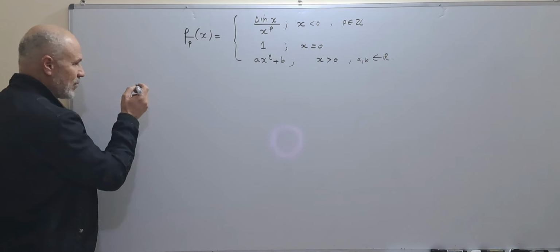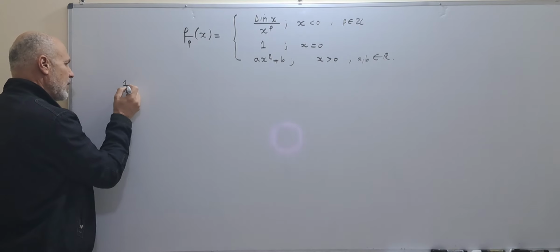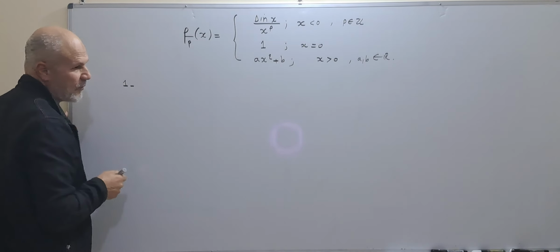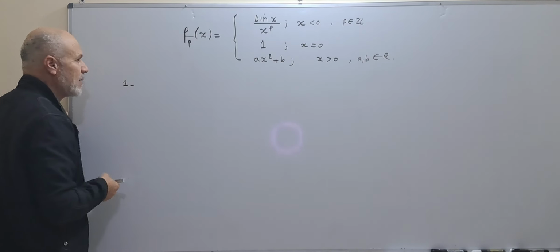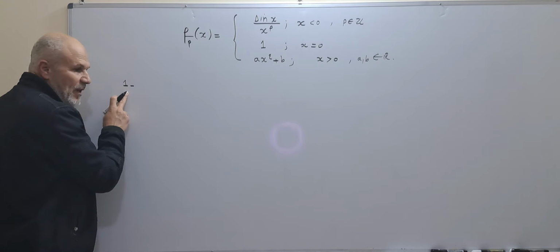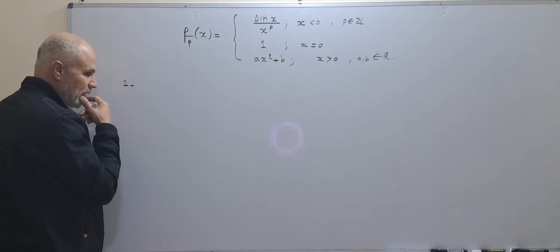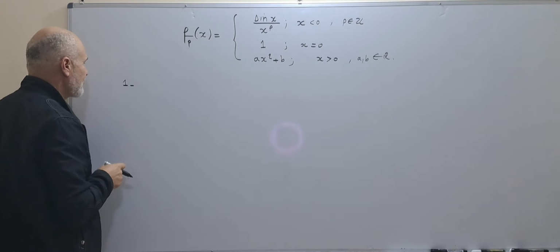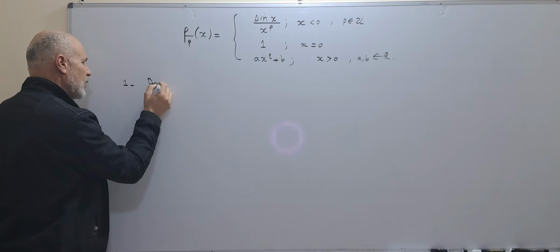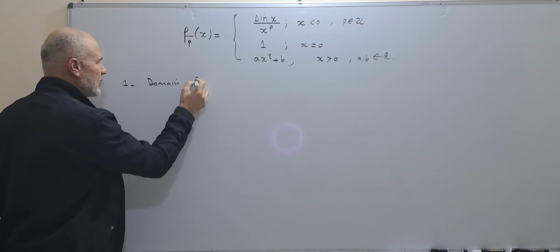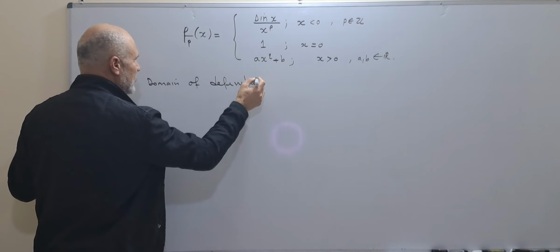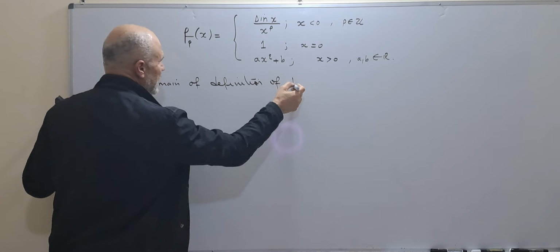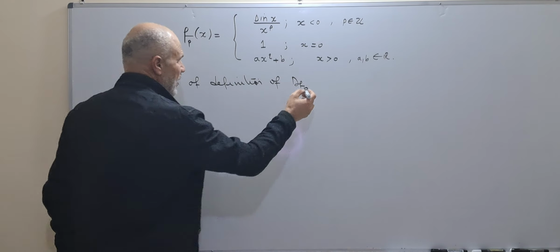The first step to study the continuity or the differentiability of a function, we start by the continuity, because if a function isn't continuous at a point or on an interval, it cannot be differentiable at that point or on that interval. So the domain of definition of this function, D f_p, is equal to R.